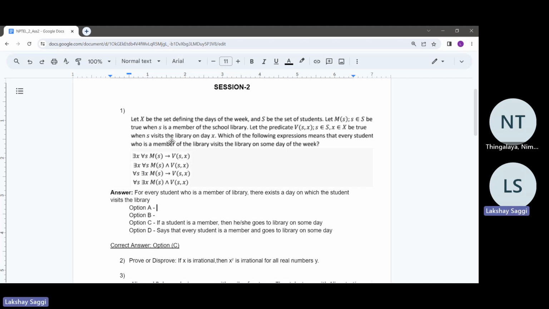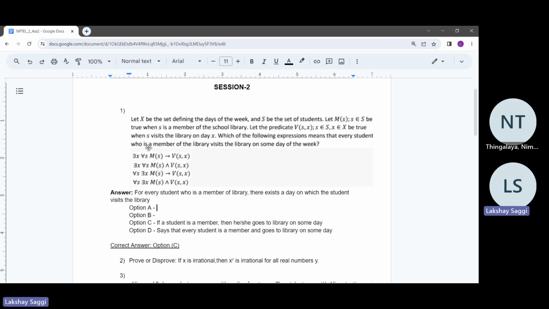So this option A statement is sort of saying that there exists a day, let's say Wednesday, and every student who is a member visits on Wednesday, which is not what we wanted to prove, right? We wanted to say that every student visits on some day of the week, but for all the students, that day need not necessarily be the same, right? Member one can visit on Monday, member two can visit on Tuesday, member three can visit on Wednesday, and that will work for us because of the original problem statement.